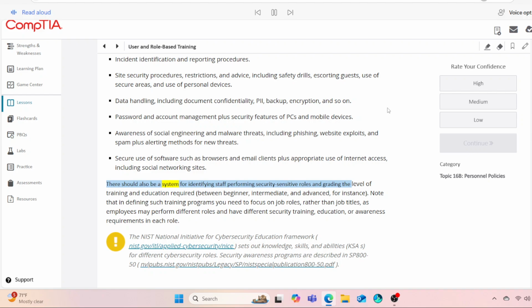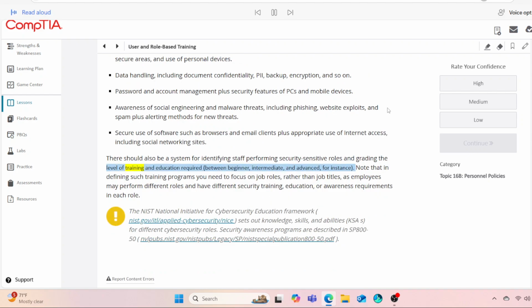There should also be a system for identifying staff performing security-sensitive roles and grading the level of training and education required between beginner, intermediate, and advanced, for instance.